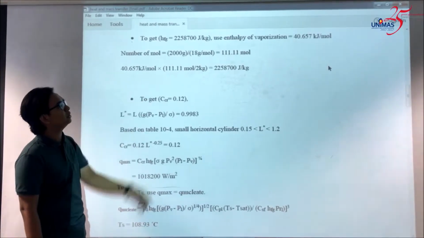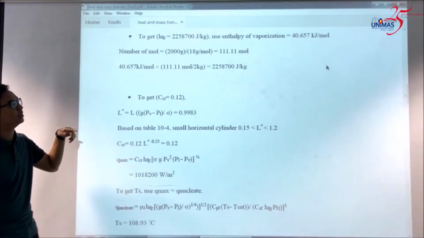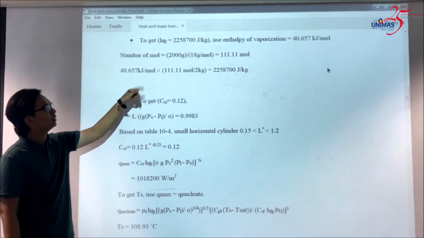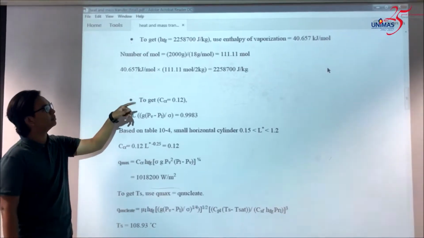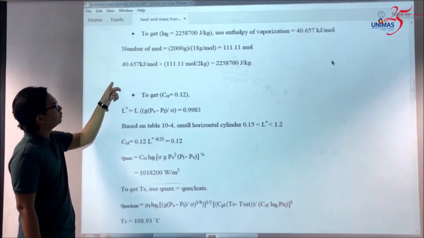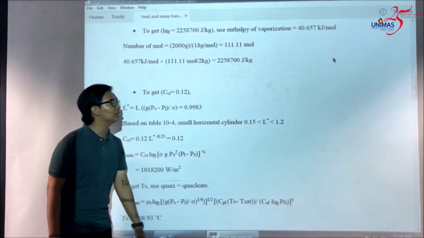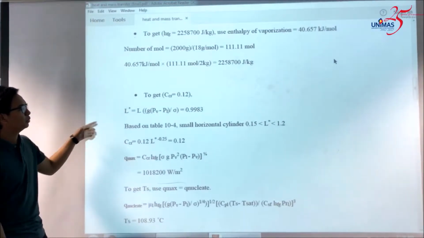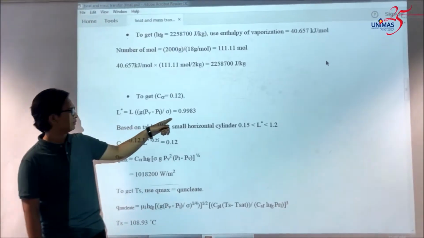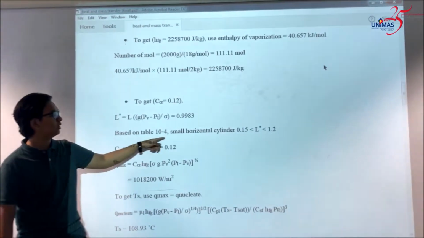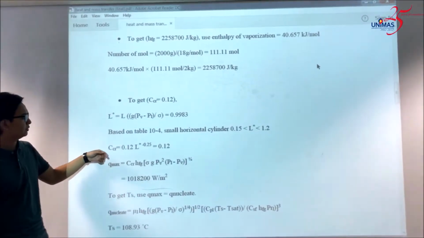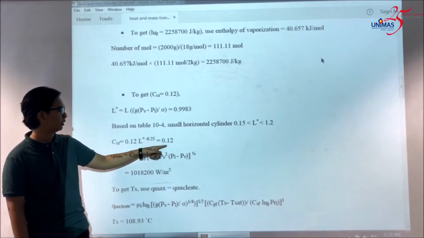To get HFG, which is equal to 2258700 J per kg, we use enthalpy of vaporization, which is 40.657 kilojoule per mole. Number of mole equals 2000 gram over molar mass of water, 18 gram per mole, which is equal to 111.11 mole. So we will get HFG equal to 2258700 J per kg. To get CCR equal to 0.12, we use this formula. Then based on table 10.4, small horizontal cylinder, the length is between 0.15 and 1.2. Then we get this formula. The CCR is equal to 0.12.